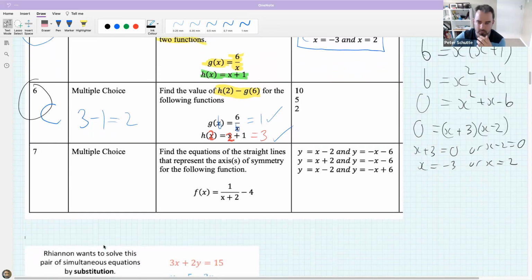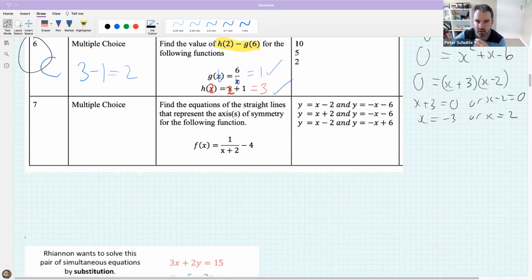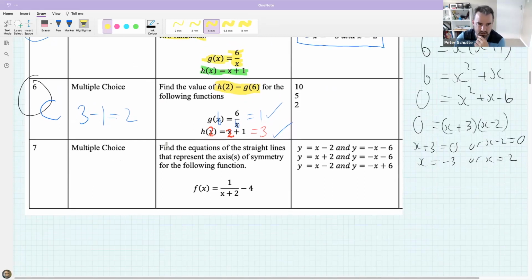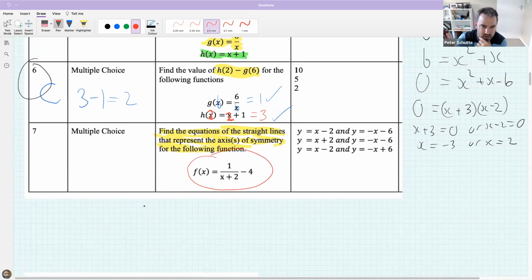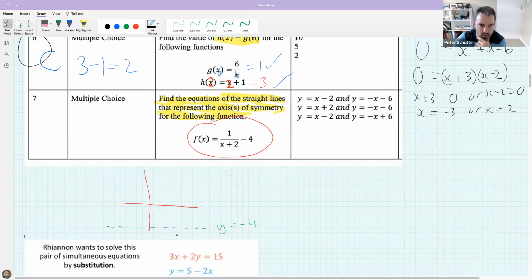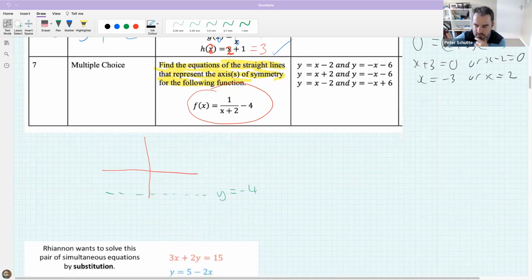Okay, now, before we take a break, I want to talk about this last question. It says, find the equations of the straight lines that represent the axis of symmetry for the following function. Now, this function over here is the same hyperbola we've been doing all along. So if you imagine visualizing this hyperbola, we said for a while that this is going to be at y equals minus 4. That's the one asymptote I need to bear in mind.